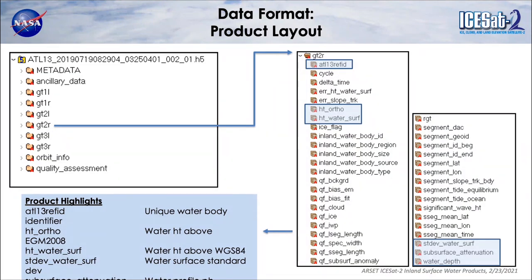So now if you dig into any one of the ground tracks, in this particular case I've shown GT2R, you will find the actual data products along with the relevant information. So for instance, here we have identified, as I said, GT2R, but with, in the first file, the ATL13 reference ID, and I've highlighted the orthometric height and the height of the water surface in WGS84 and the standard deviation and subsurface attenuation and water depth. So each of these files are now running and will run in parallel. So for any information, if you look at a row of the ATL13 reference ID, you will see the equivalent rows of the geophysical data products.